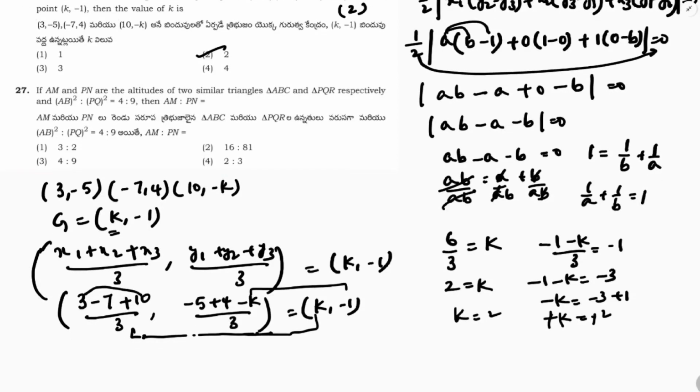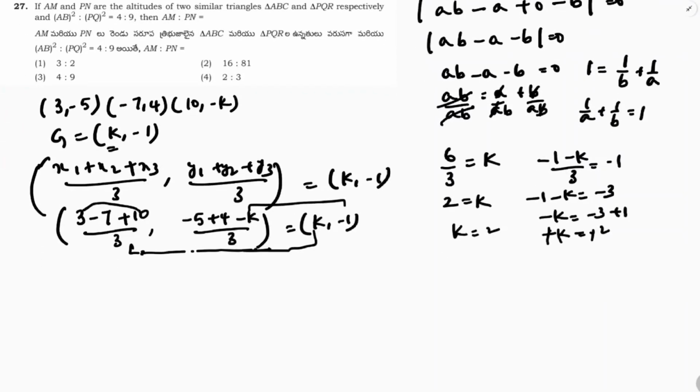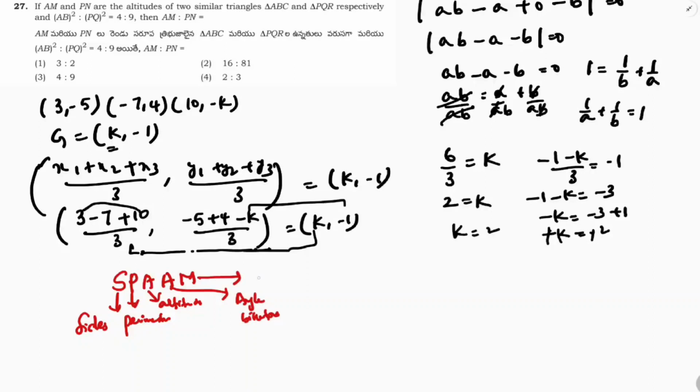Next, the last question if you'll see: altitudes of two similar triangles AM and PN are the altitudes. See here, I'll tell one word that if you remember, SPAM this. S for sides, P for perimeter, A for altitudes, angle bisectors, M for medians. These all will be in the same ratio. So sides, perimeters, altitudes, angle bisectors and medians.